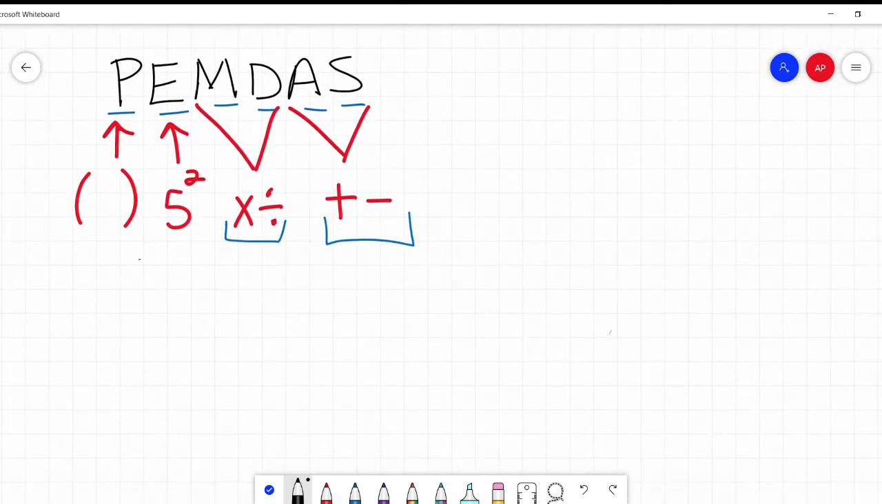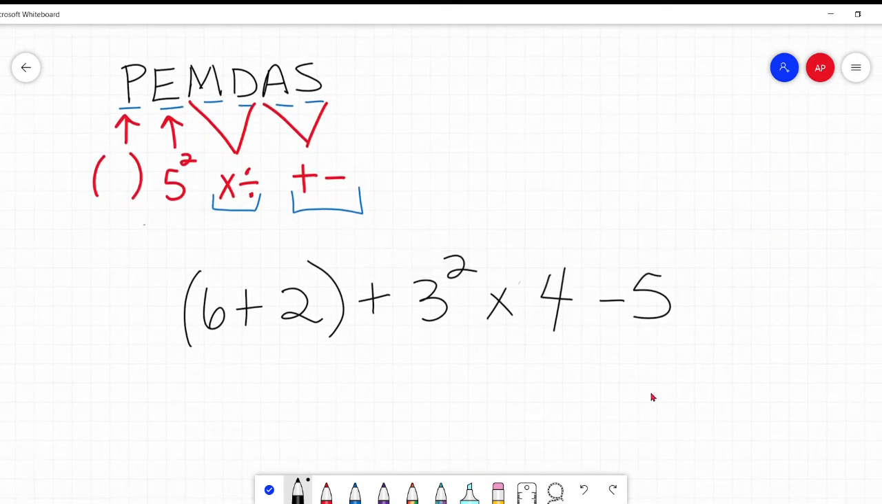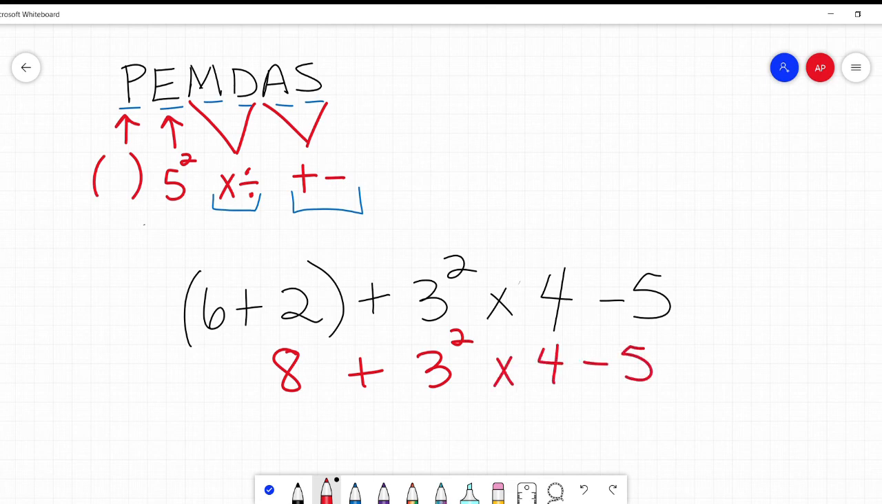So let's say I have... oh, okay. So let's go through these step by step and see which ones we should do first. Parentheses. Okay, 6 plus 2. And it's okay when you're starting out to write down each step if you need to. If you can jump ahead, that's great too. But there's nothing wrong with writing down more steps to make sure you have everything right.